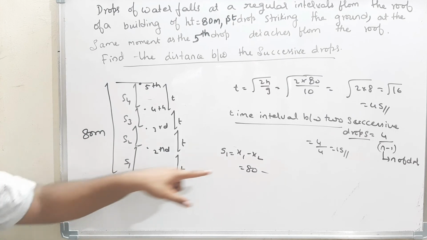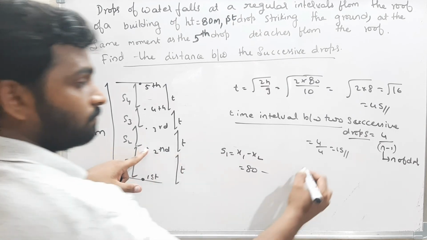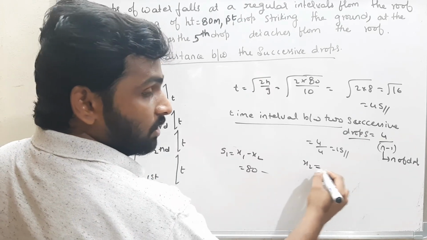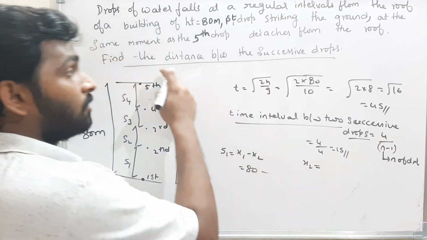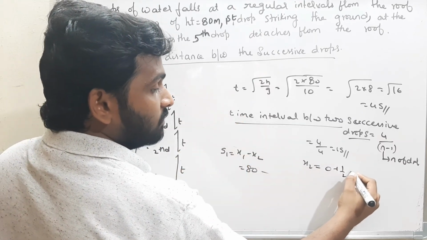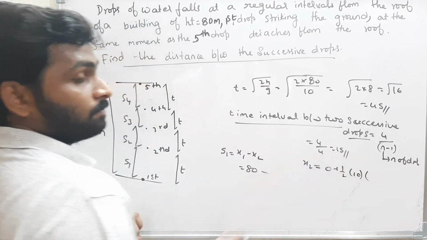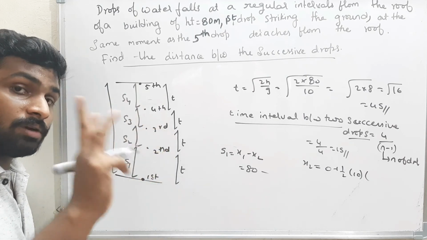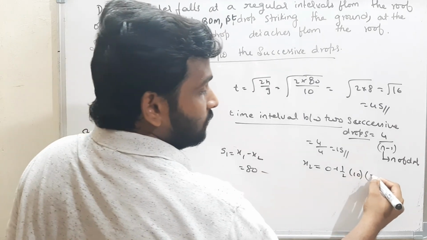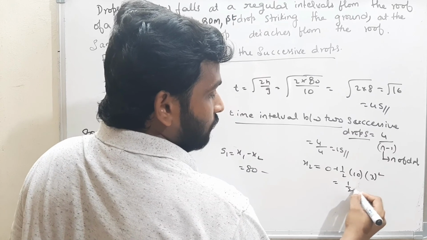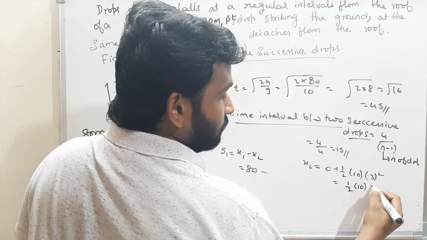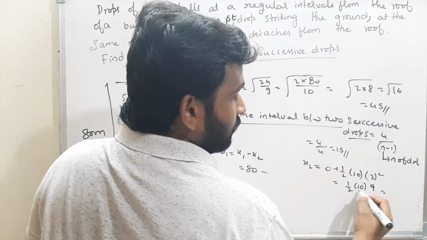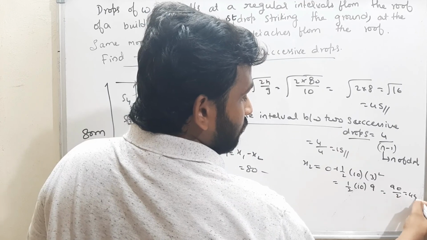And what is the distance traveled by the second drop? I have to find it. What is x2? x2 is nothing but ut plus half a t squared. The initial velocity is 0, plus half into the acceleration, that is 10, into the time. The second drop will travel only for 1, 2, 3, that means 3 seconds. So 3 squared. That is half into 10 into 3 squared. 3 squared is 9, therefore 90 by 2, which is 45 meters.